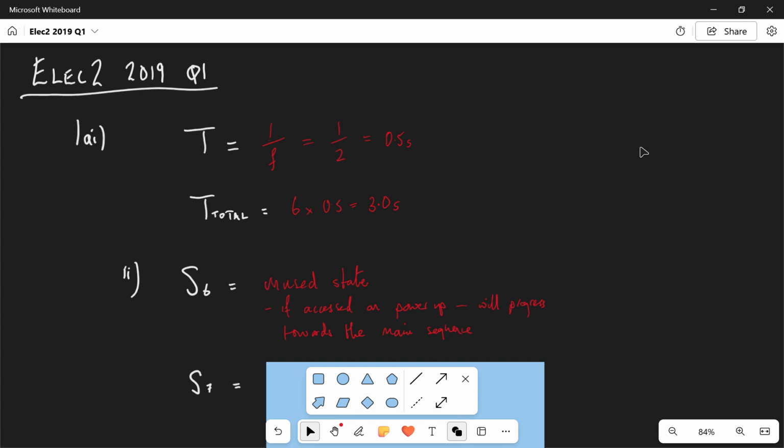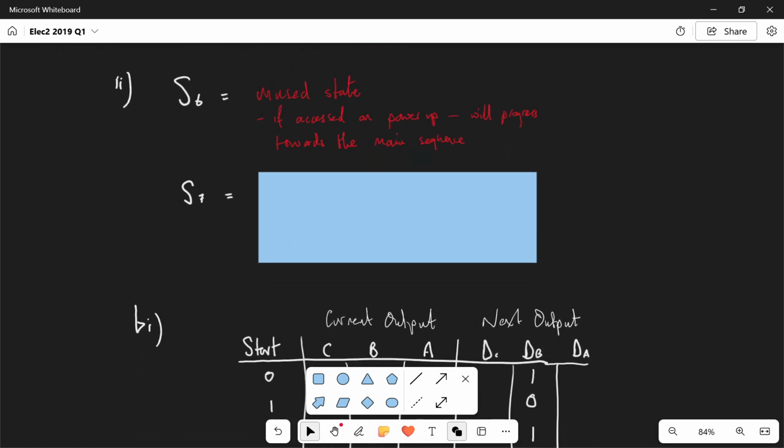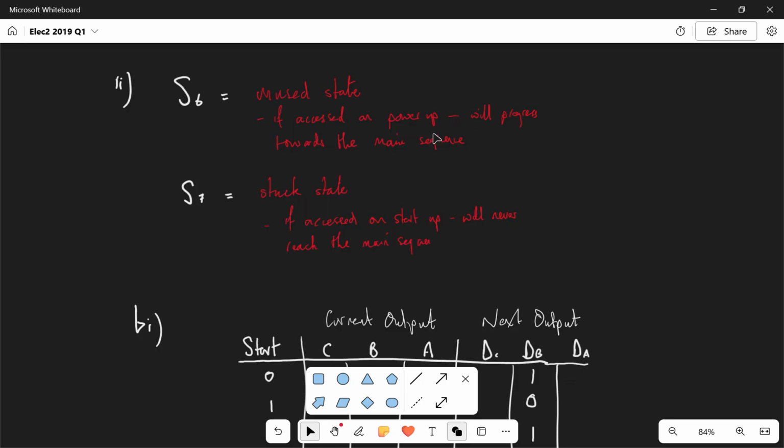S7 though is on its own on the right-hand side and loops back to itself, and it never attaches to the main sequence. This is called a stuck state. Stuck states never progress, and if accessed on startup, will never reach the main sequence. And there is our answer.